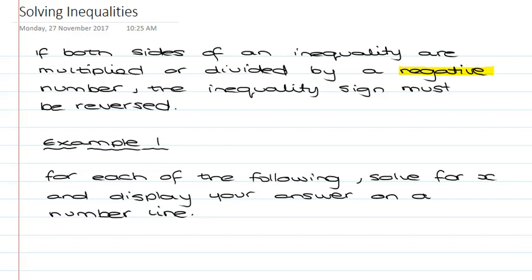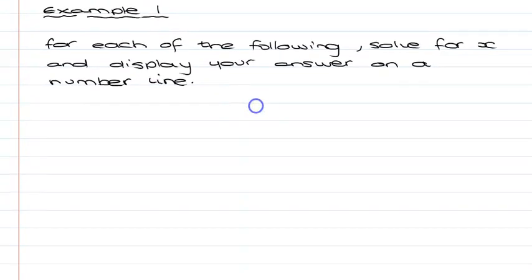In this video, we are going to look at solving inequalities. A couple of things you need to remember: when you divide or multiply by a negative number, the inequality sign must be flipped round or reversed. Okay, so I'm now going to do an example, and this time I'll start with basic ones where we're going to solve the inequality and we'll display the answer on a number line.